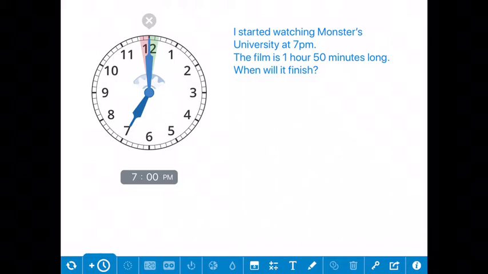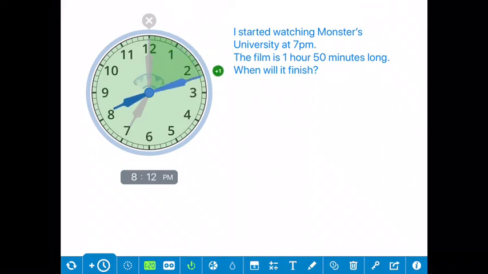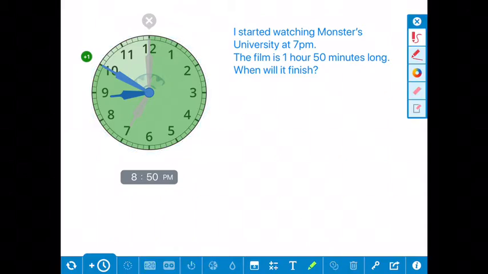I've already set my clock to 7 o'clock, so what I'm going to do is move on 1 hour, so one complete rotation of the minute hand, and then 50 minutes: 5, 10, 15, 20, 25, 30, 35, 40, 45, 50 minutes. And I can see that the time that we've got to is 8:50 p.m.